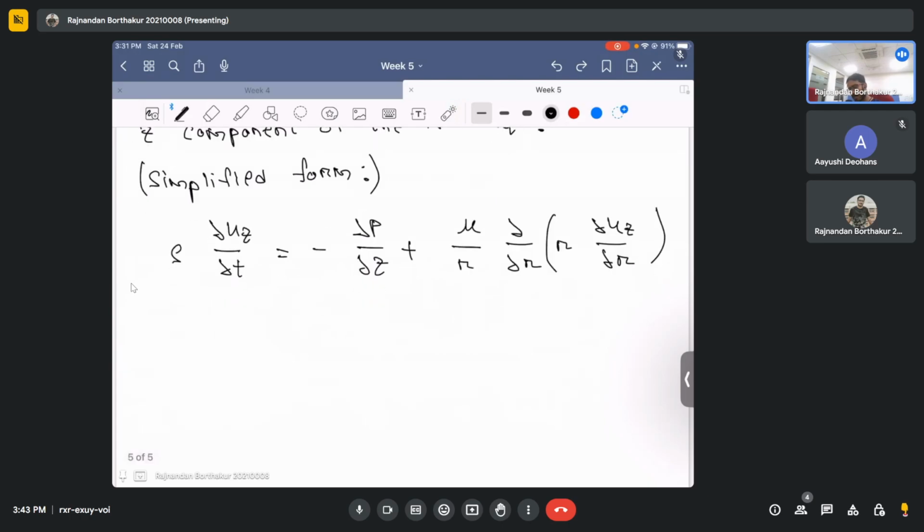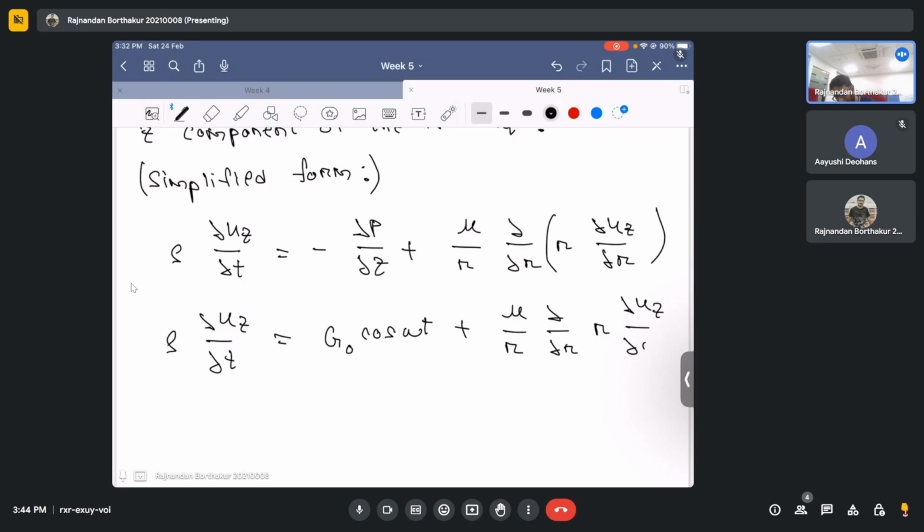Okay, since this should be dp by dz, basically because the pressure gradient is only in the axial direction, and we know that this value is g naught times cos omega t, we'll just substitute it here. Let's see what we get. So del uz by del t is equal to g naught cos omega t plus mu by r del by del r of r del uz by del r.